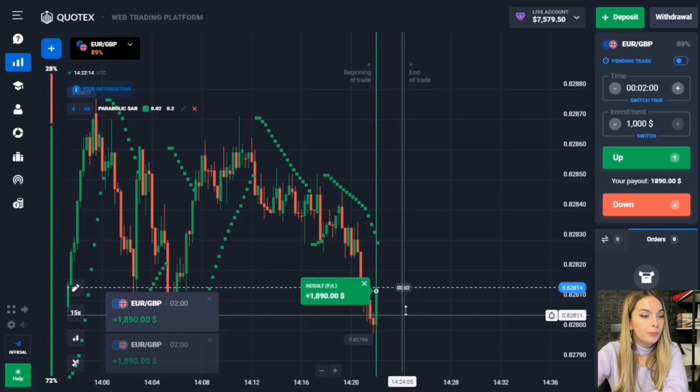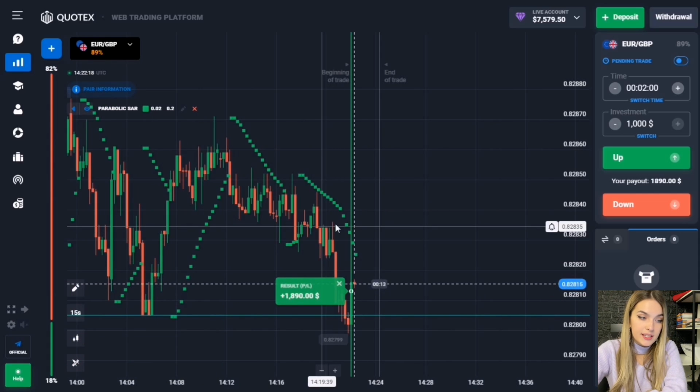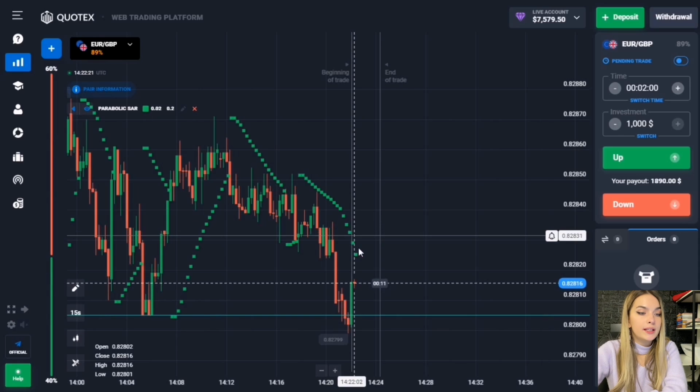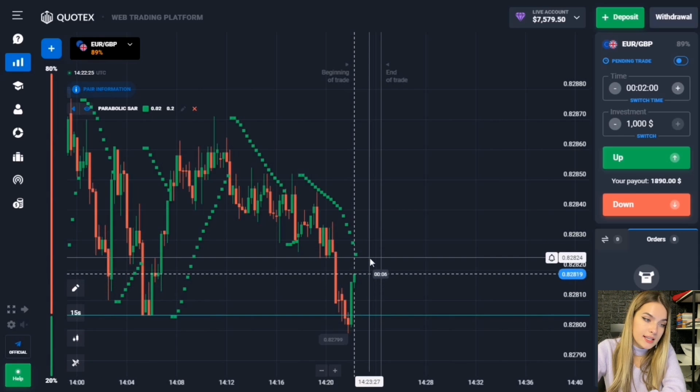Well, great guys, the price continued its downside movement and we get profit. 2 minutes was enough. The indicator also suggested further price movement and helped determine a good entry point. Let's continue and open the last deal for today.